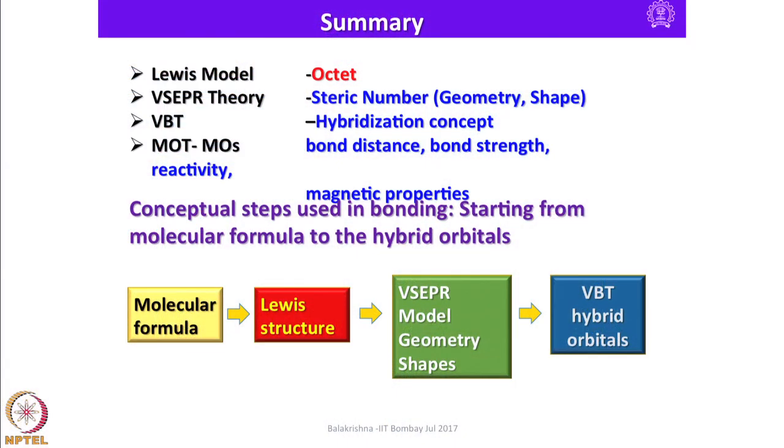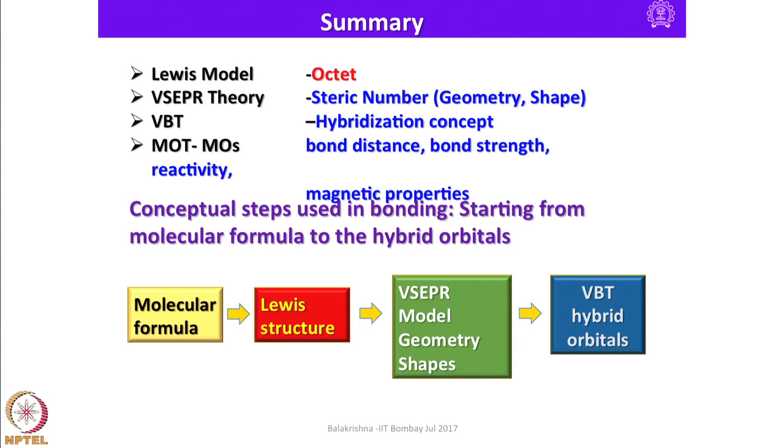A summary about structure and bonding: we began with the Lewis model, where we showed the octet and also its limitation, and also VSEPR theory. It gives steric numbers, and also it predicts geometry as well as shape. Then valence bond theory with the hybridization concept, again gives geometry as well as shape. And molecular orbital theory gives bond distance, bond strength, and also some idea about the reactivity of those molecules and also magnetic properties.